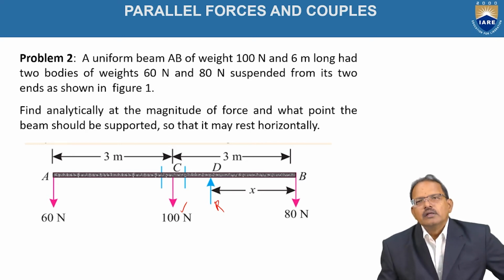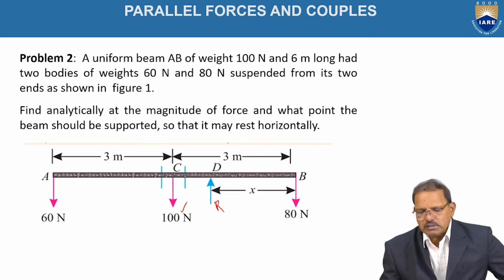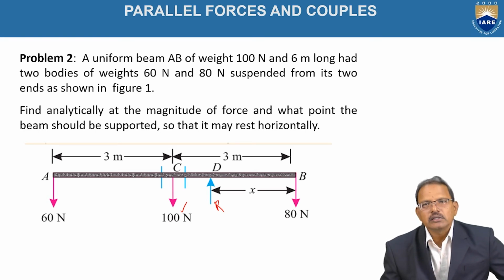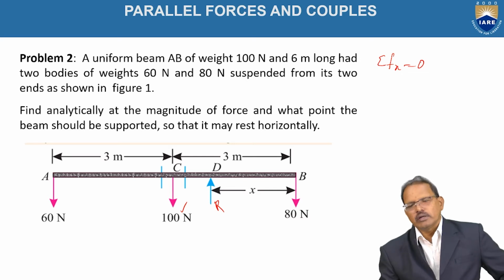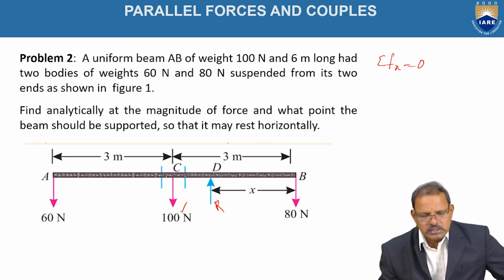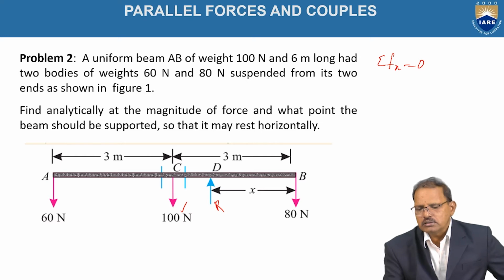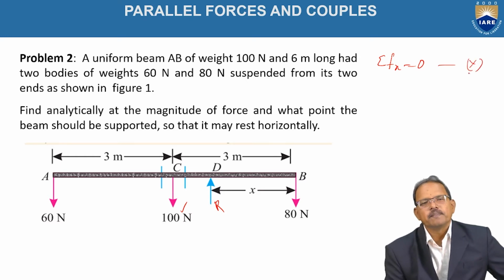Now, since the body is in horizontal position, meaning equilibrium condition, according to the conditions of equilibrium, the sum of the components of forces acting along the x direction should be equal to 0. That is, sigma Fx is equal to 0. But there are no components acting along the x direction in this case. Hence, this equation is not valid for this problem.